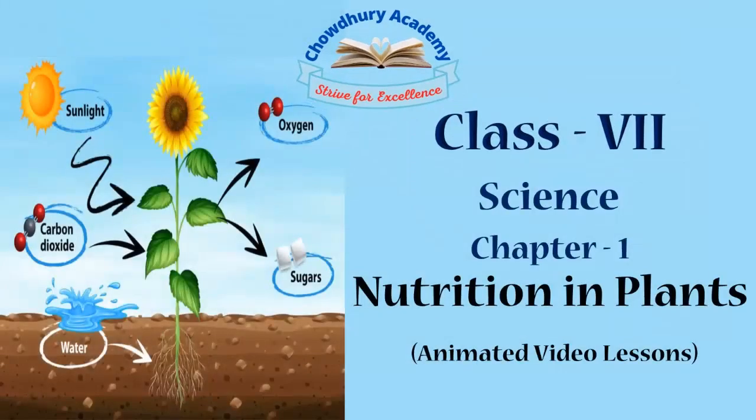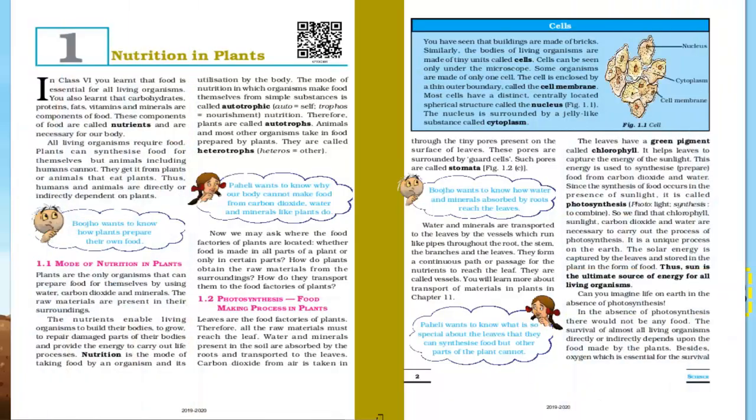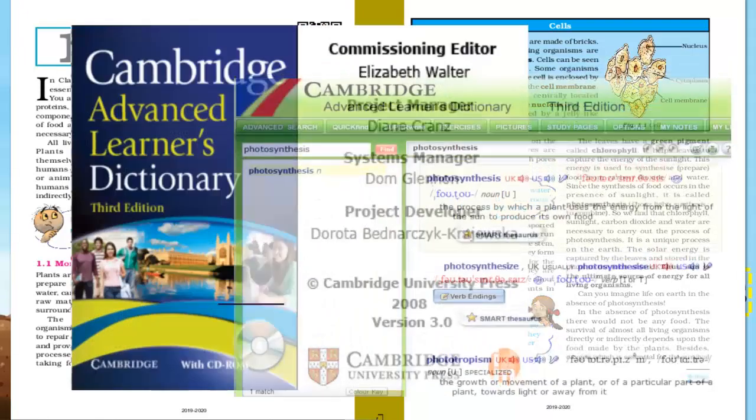In this video, we are going to learn about nutrition in plants from Chapter 1 of the Class 7 Science book. Hope all of you have gone through your textbook. You should mark the unknown words and find out the meaning of those words in the dictionary.